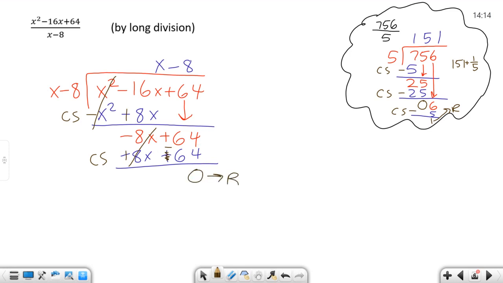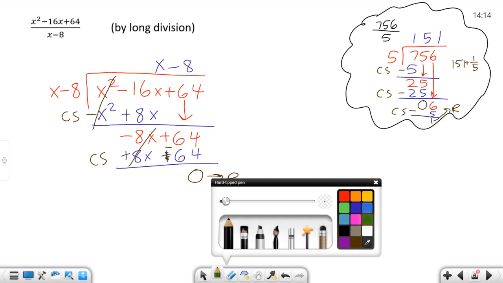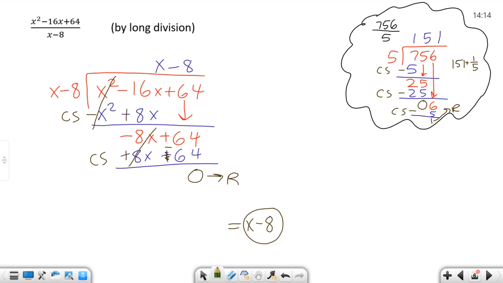And there's your remainder. It's 0. So if the remainder is 0, then this is just my answer. My answer is just x minus 8. And there's no remainder. You don't have to worry about plus anything, minus anything. Just 0. The remainder is 0, so it's just x minus 8.